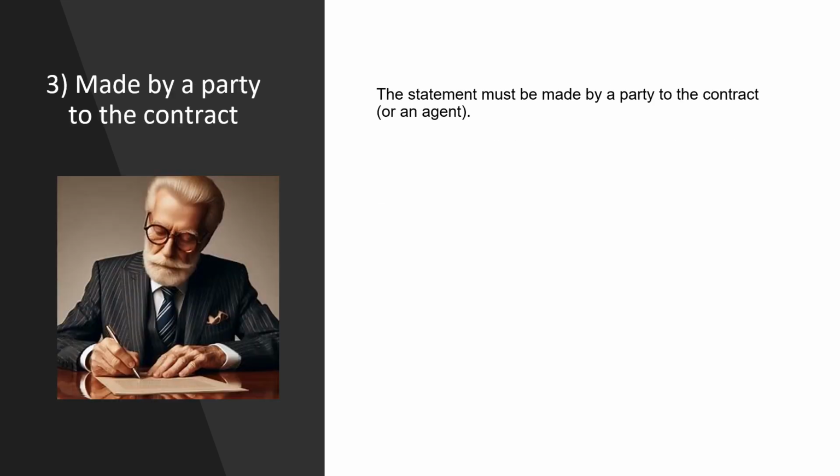The statement has to be made by a party to the contract or an agent, so someone that works for them, for instance, but it's got to be made by a party, so it can't be made by a third party. So if you're buying something online and you read a review and it says it does something, and then you get it and it turns out it doesn't, that misrepresentation, that false statement, wasn't made by the party you're buying it from. It was by a third party on a review, so that wouldn't be a misrepresentation.